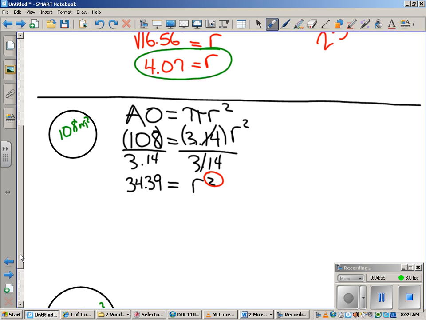And the magical button that we're learning about today that will do that for us is the square root button. 34.39. You take the square root of that and you'll find out our answer. So you just simply press the button on your calculator. 5.86 meters is how big the radius is. And there's our answer.